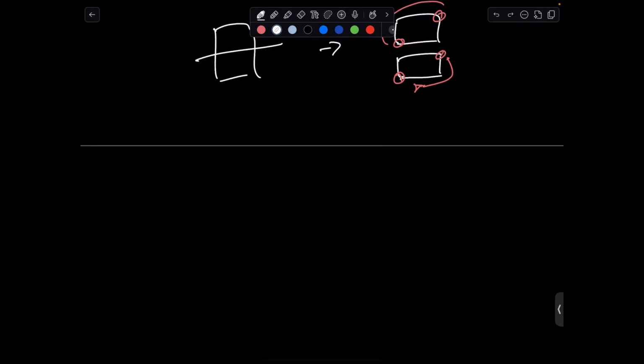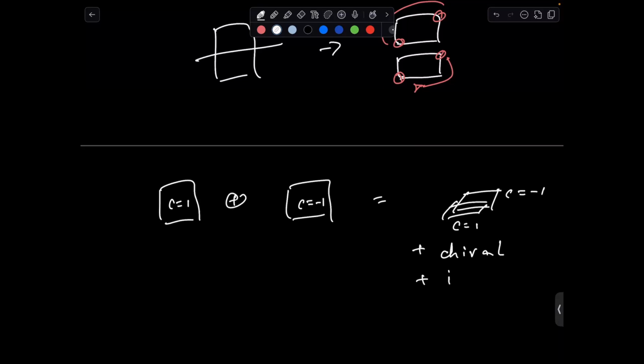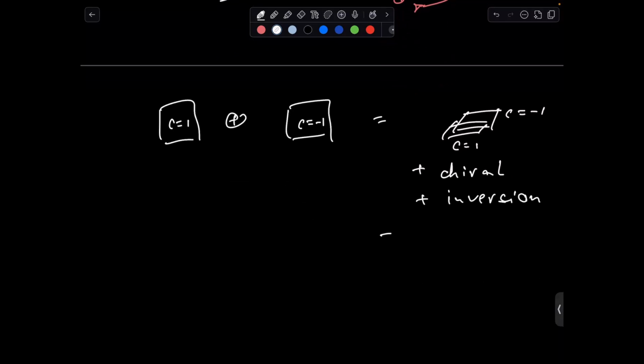So the trick is, if you have two Chern insulators, Chern number one, and I'm gonna add to that. The fun thing with topological phases is you can always add them and subtract them like Lego pieces, basically. You're gonna get a system that consists of these two stacks: a stack of two phases, one is Chern number 1, one is Chern number -1. And I'm gonna add to that chiral symmetry, and I'm gonna add to that inversion symmetry. And that is gonna be a 2D second order TI.